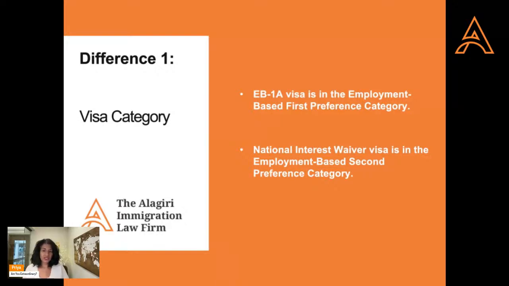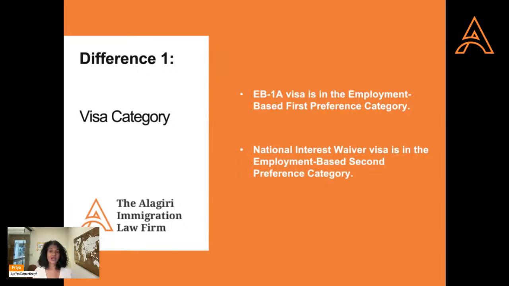The national interest waiver visa is in the second preference category. So, as I said, there are several categories. There's the EB1A visa at the top, first category. Then below that, it's the very, very popular second preference category. And most of you, if you have gone through the PERM process or an employment-based process, will very likely be in the second or third employment-based category.